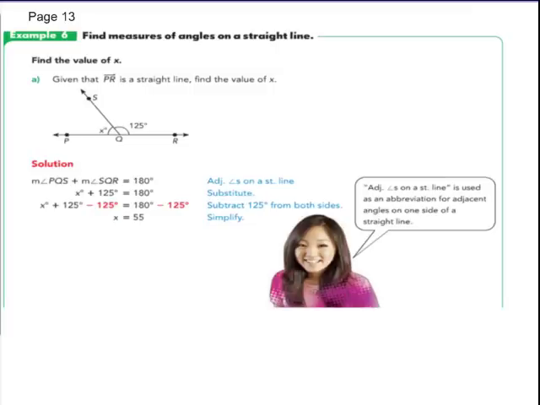Given that PR is a straight line, find the value of X. You can see they've done this here for you. They've taken 180, subtracted the 125. So this would make X equal to 55 degrees. Very easy to do because they make that straight line. This is a pair of supplements because there's 2 of them. So they are also supplementary. They're adjacent because they share ray QS, and they are supplementary.